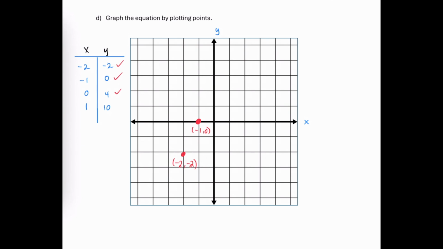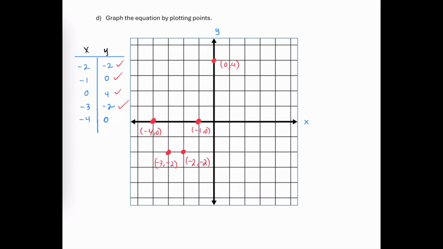Let's graph (0, 4), which is 0 in the direction of x and 4 in the direction of y to land here at this ordered pair. And instead of doing (1, 10), let's actually go back the other way, since that point is going to be off our screen, and let's look at the (-3, -2) ordered pair that we had, which is -3 in the direction of x and then -2 in the direction of y to land down here. And let's actually grab one more from that table before, which is (-4, 0), to give us -4 in the direction of x and 0 in the direction of y, which is this ordered pair here.